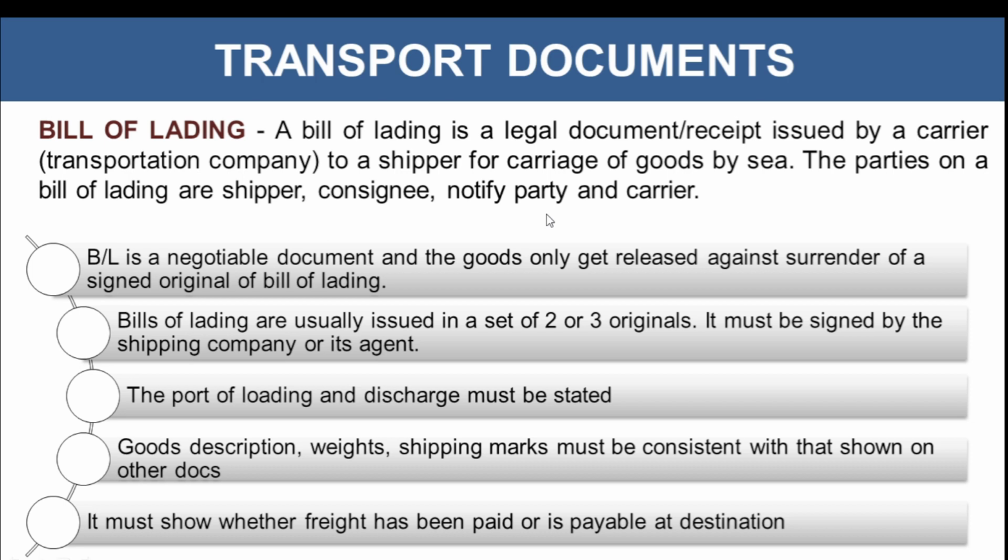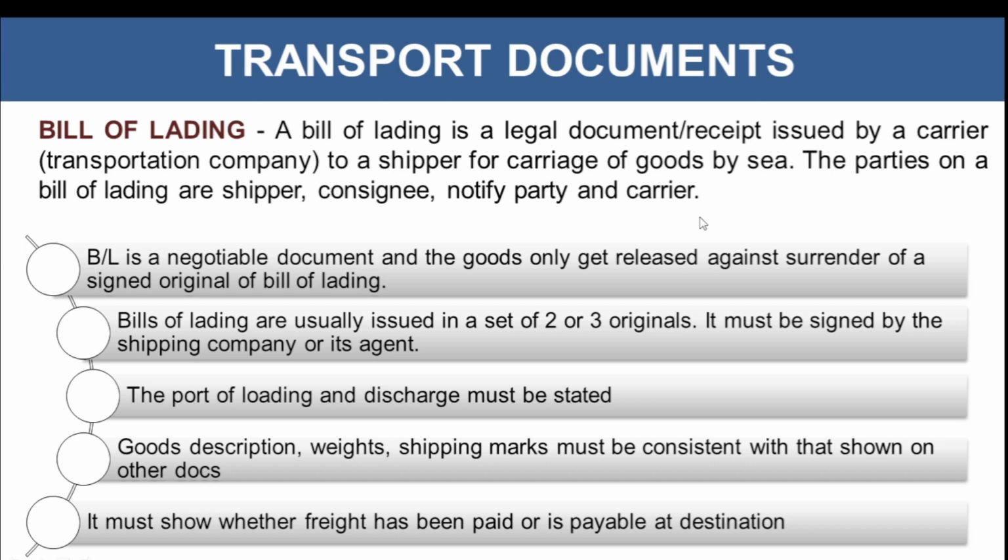Notified party. The notified party is usually the importer, to whom the shipping company is giving notice of arrival of the goods. So once the goods arrive in the destination country, the shipping company or the carrier would notify the party, the importer, that the goods have come. So this is referred to as the notified party.